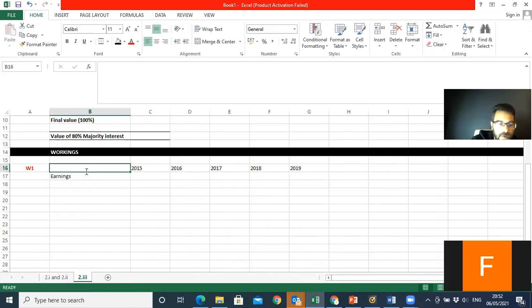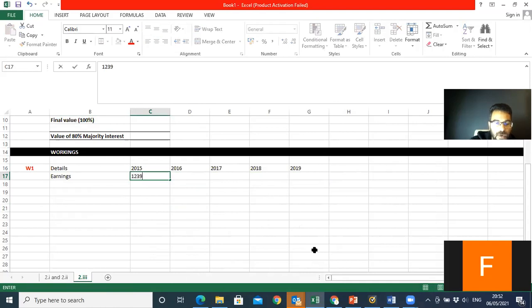Are we doing farm number 1? Yeah, so from 2015, what is it? 12,390, then 12,545, then 12,700, then 13,220, and 12,650. Okay, so there we have it, that's given.